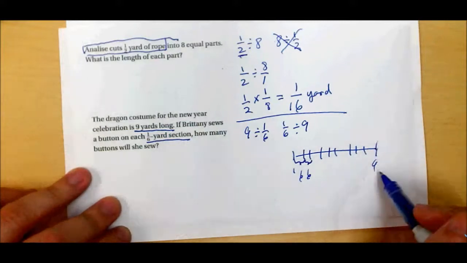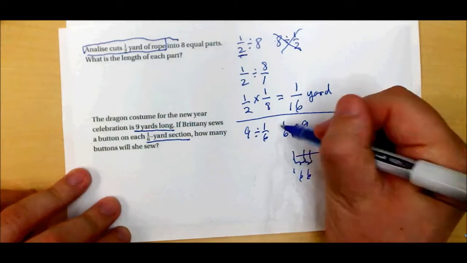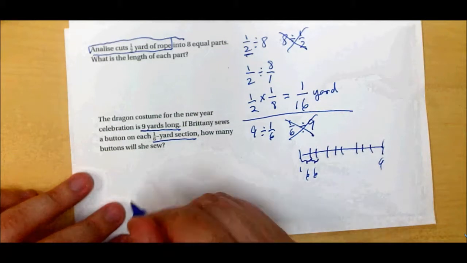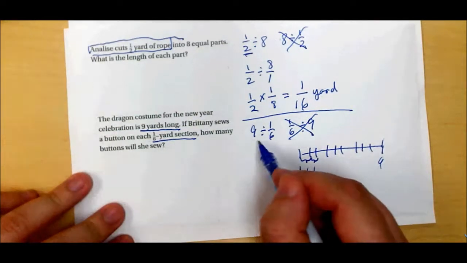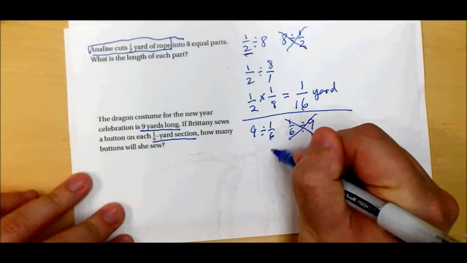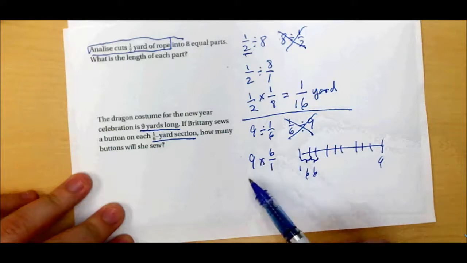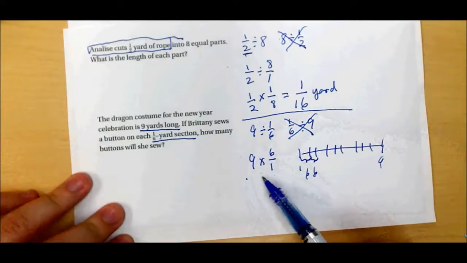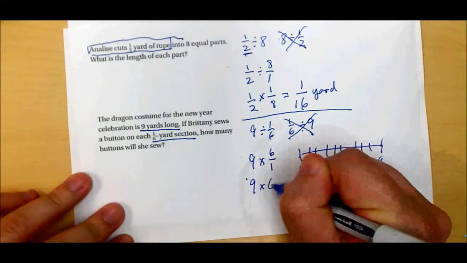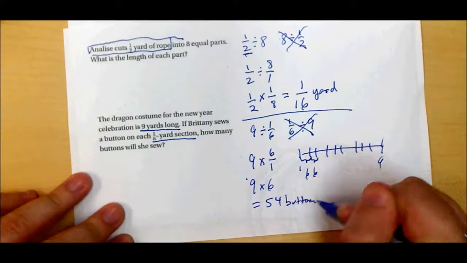So from this picture I can tell that I'm cutting this 9 yards into pieces. So it's not this one, it's this one, okay? So I don't have to actually change this 9, I'm going to leave it as is, and I'm just going to flip the second number and multiply. So when dividing fractions, don't ask why, flip the second number and multiply. So I can change the 6 over 1 to 6, and my answer is 54 buttons.